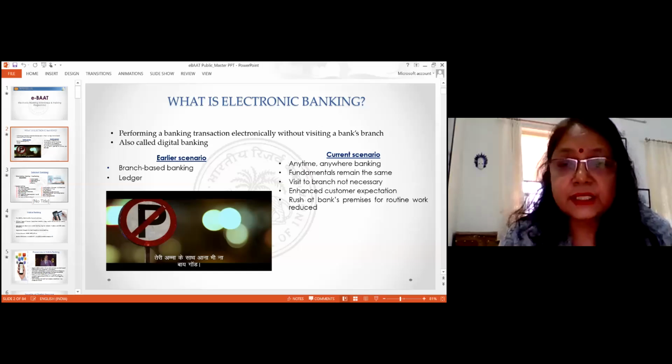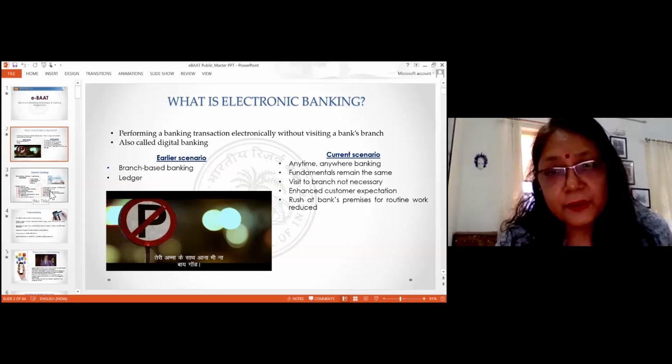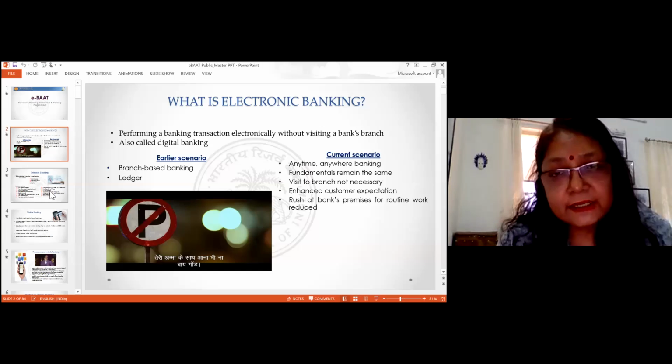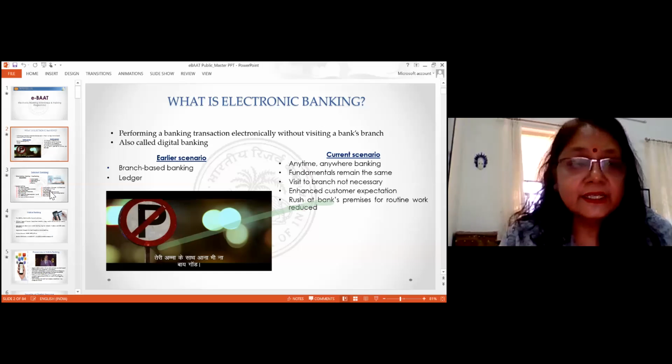The security still has to be done by a branch visit. That apart, all the facilities of a banking service are delivered online. Electronic banking is the same as digital banking.